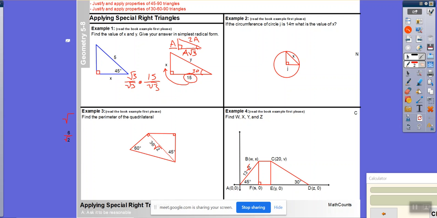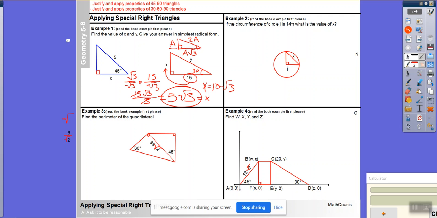Yeah, you're right. We would have to simplify it because we would get 15 root 3 over 3. But 3 goes into 15, doesn't it? It goes in 5 times. So 5 root 3 is the value of x. So what is the value of y? 10 root 3. Yeah, you just double it, just multiply it by 2.